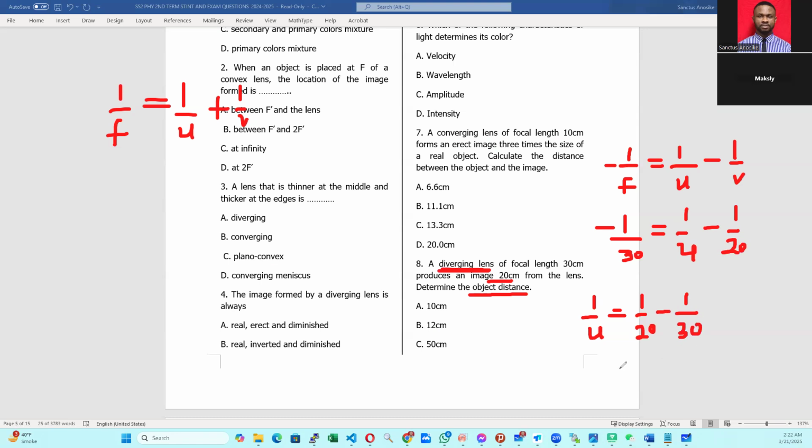Then you now find the LCM, which is 60. Then this will give you 3. Write 3 here. This will give you 2. So you have 1 over what? 60. So without being told, u is equal to 60. Sylvester, do you follow? Yes.